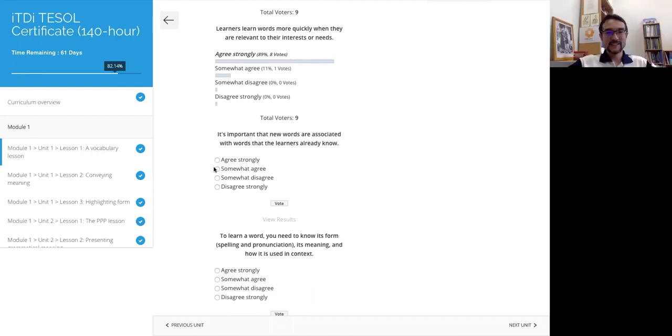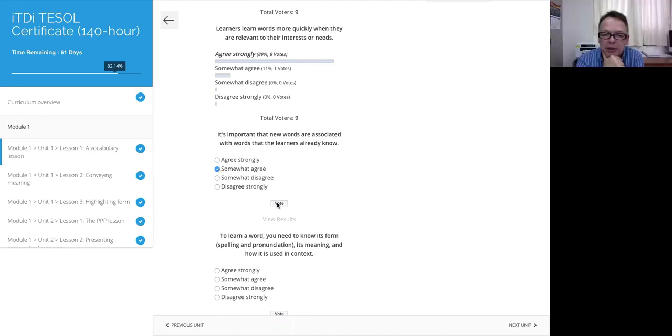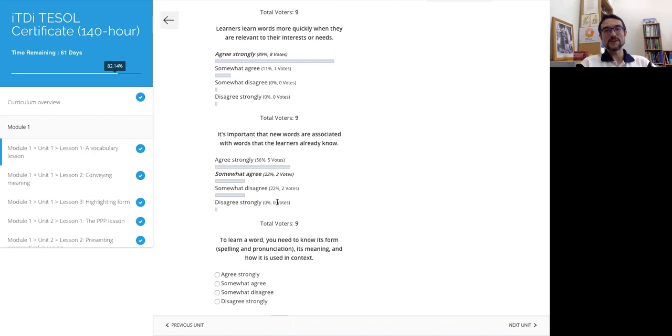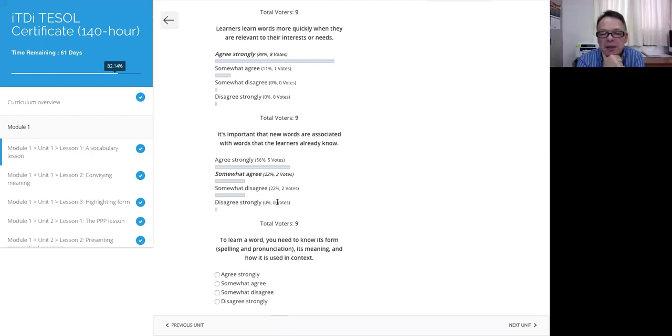The next one says it's important that new words are associated with words that the learners already know. Yeah, I'm going to say that I somewhat agree and I somewhat disagree. So tell me why you somewhat disagree. Well, I think the context is more important. Perhaps I misunderstood this, talking about word families and things, that we need to know words that are similar to other words we know. But that's not the case.